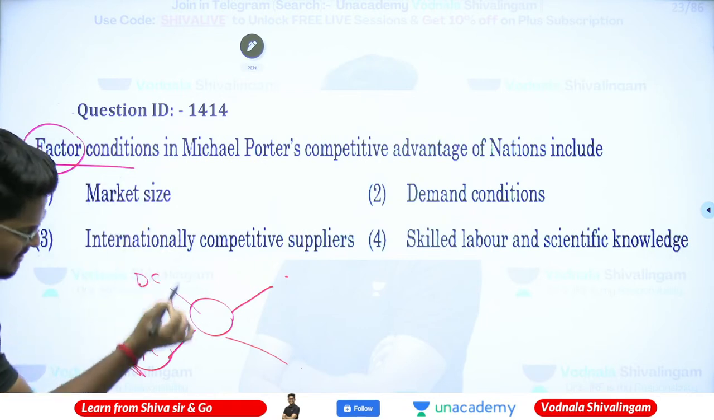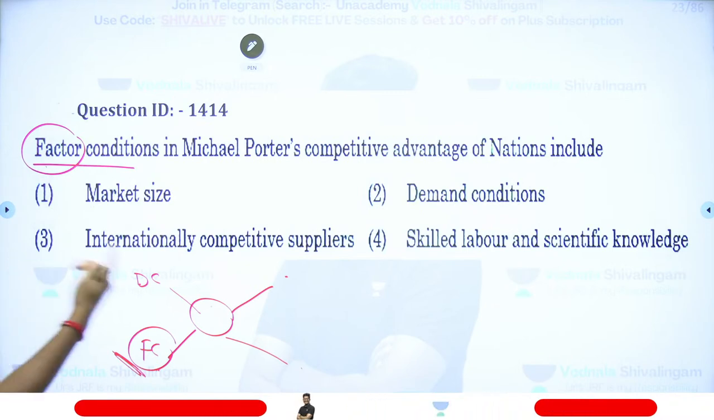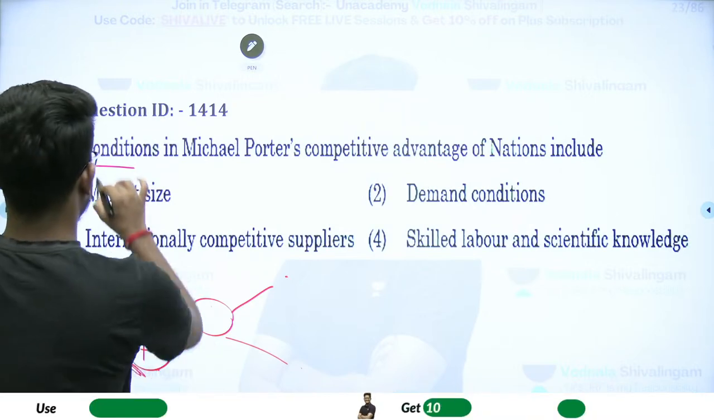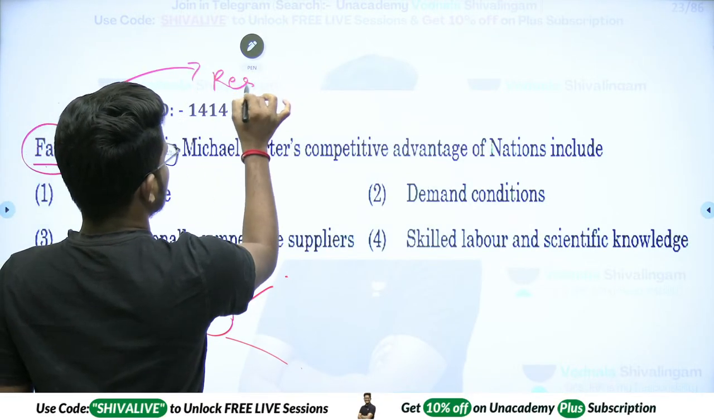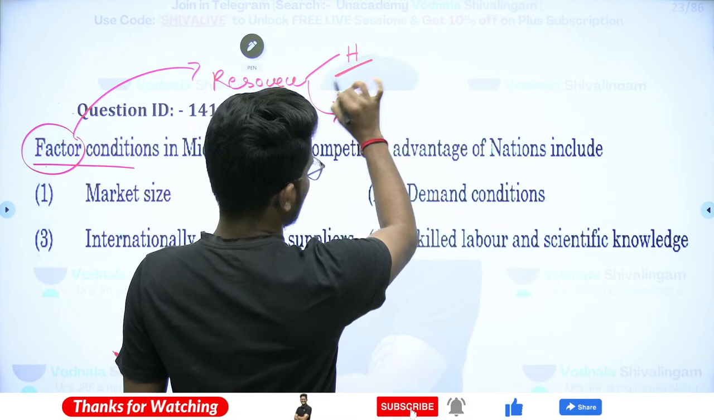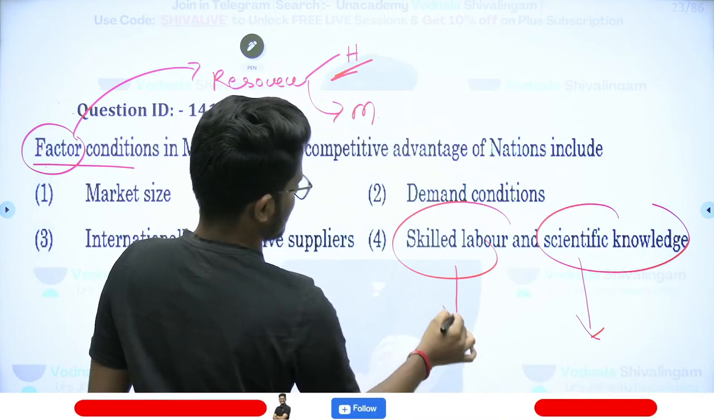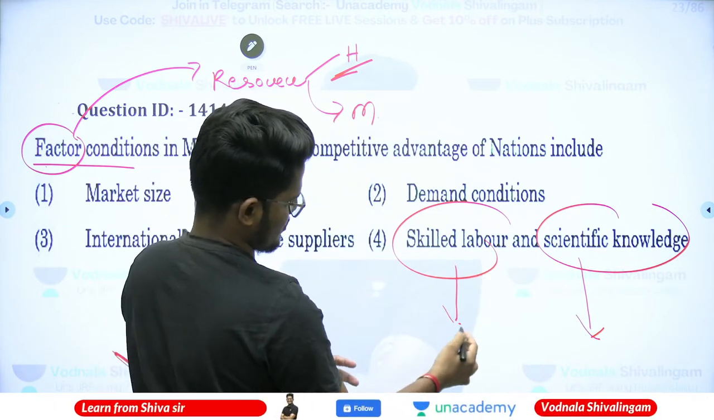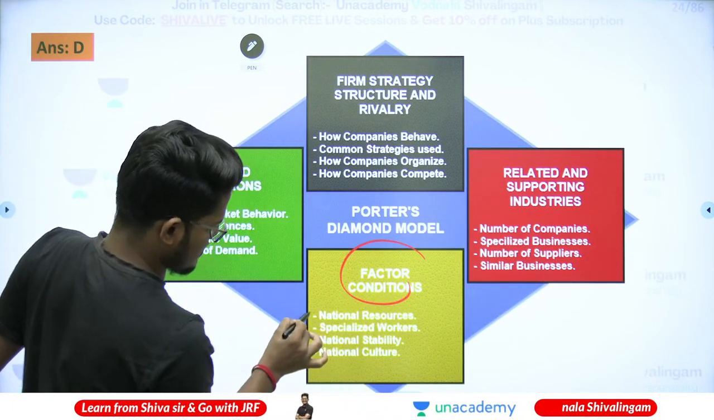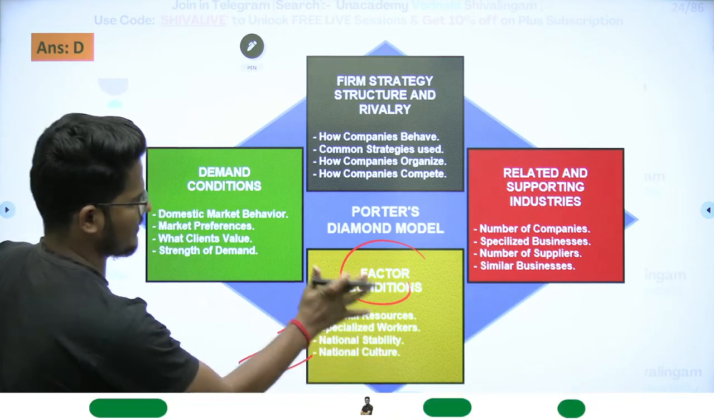So factor condition is one of the components of the model or the theory. Which example will be falling under this factor condition? Factor is nothing but a resource. Resources can be human resources, resources can be material resources. Here, skilled labor and scientific knowledge, both are technical skill as well as labor, which come under human resource. So that is the fourth option which falls under the factor condition. Natural resources, specialized resources, and national stability, national culture, all these are factor conditions for any business.